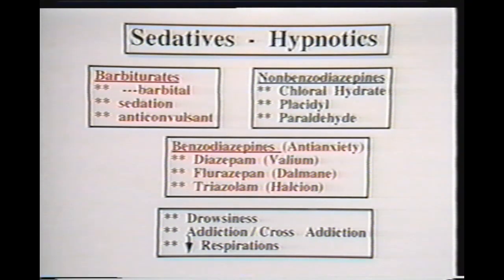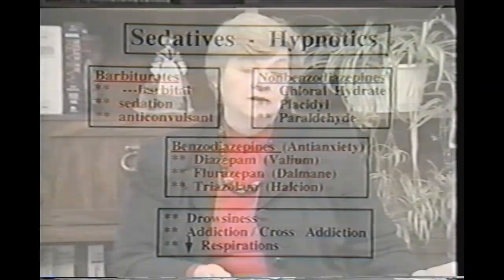Remember, in terms of the major side effects for all of the drugs in these categories, they cause drowsiness, central nervous system depression. They have addiction and cross-addiction with other drugs that are central nervous system drugs. So an alcoholic will become much more quickly addicted to one of these drugs. And they also all have the potential to decrease respirations, and that's something that we need to be very much aware of when patients are taking these.